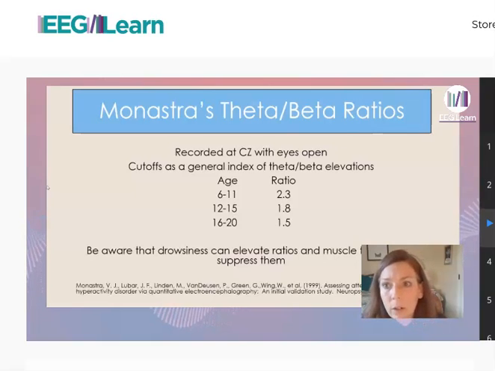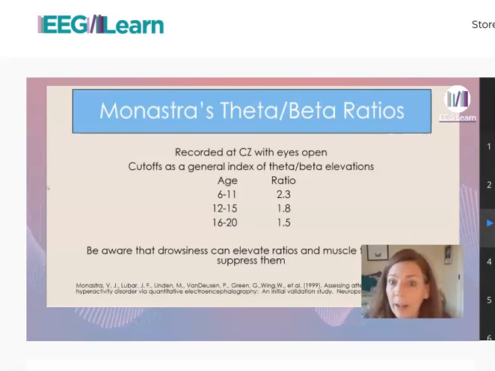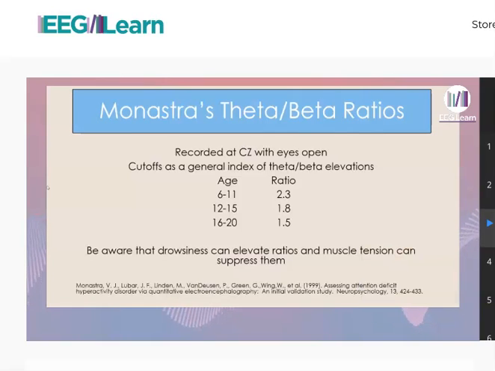And again, these are rough guidelines. If the person is really close to the expected norm, I'm going to have to really look at their symptoms and try to figure out what's going on and what kind of training will be best for them. But if the farther away their theta to beta ratio is, then the more confident I am about what needs to happen. But I want you to be aware that drowsiness can elevate the theta to beta ratio.